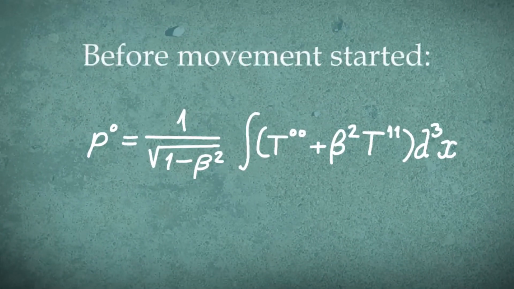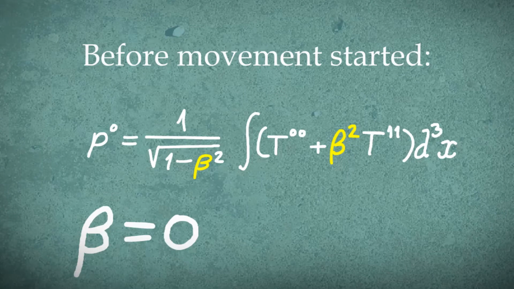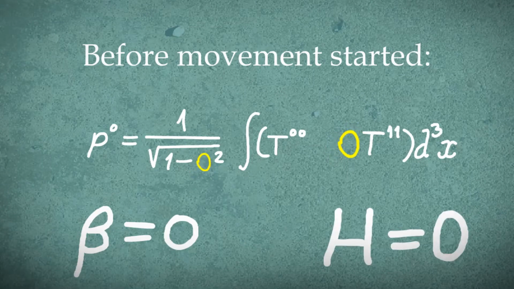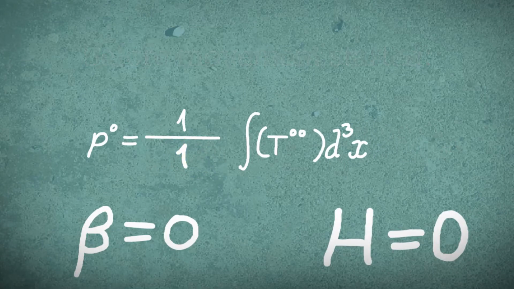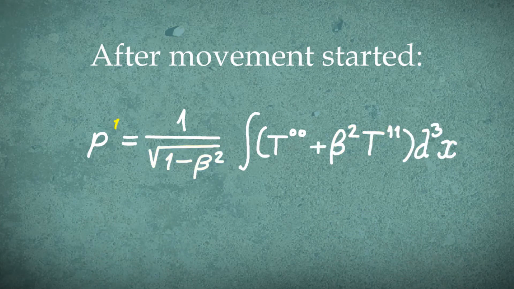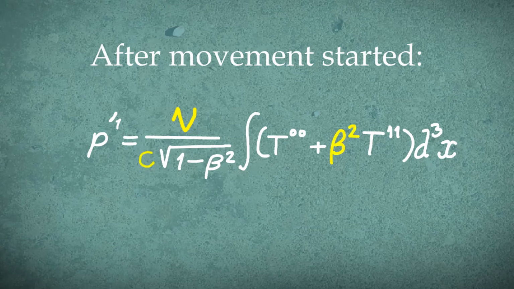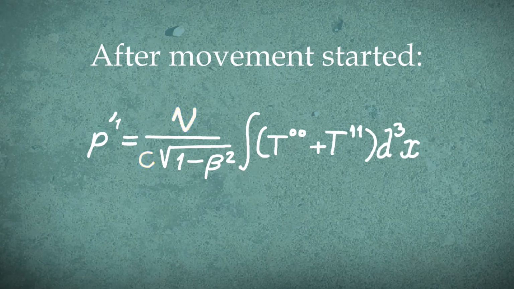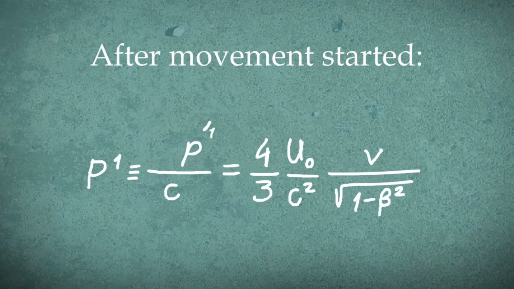Before movement started, beta was zero and the magnetic field was null. But after movement started, beta is no longer zero, therefore the magnetic field is greater than zero. When using Lorentz transformation, there is an added term in the electromagnetic energy and momentum calculation, which gives this. And the momentum is this.